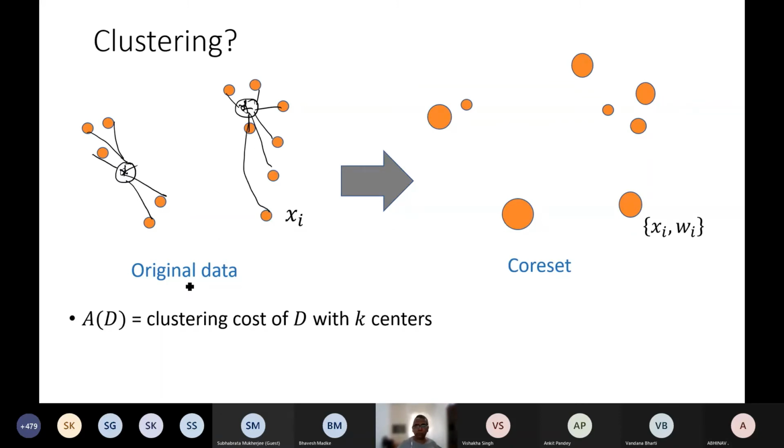So where should I put the two centers? Should I put center 1 here, center 2 here? Should I put center 1 here? Should I put center 2 here? Where should I put the centers? That's what we'll try to minimize.